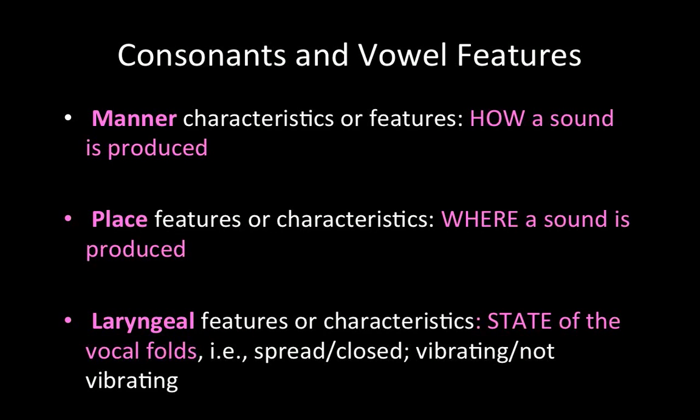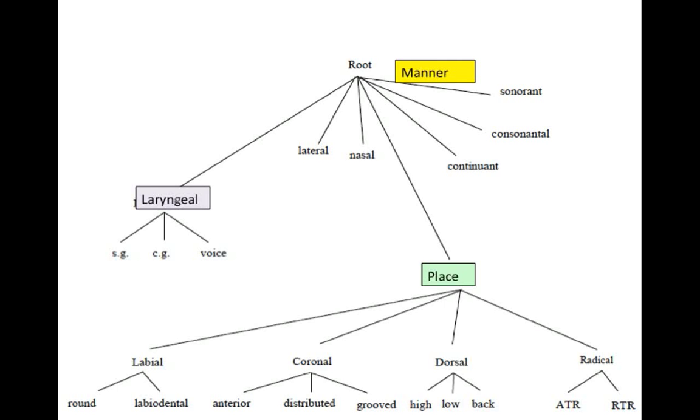So what are the kinds of features of consonants and vowels? There can be features of manner, how a sound is produced, place, where the sound is produced, and in what way the larynx is involved. How are the vocal folds? Are they spread? Are they closed? Are they vibrating? Are they not vibrating? So all of these are the features that apply to both consonants and vowels.